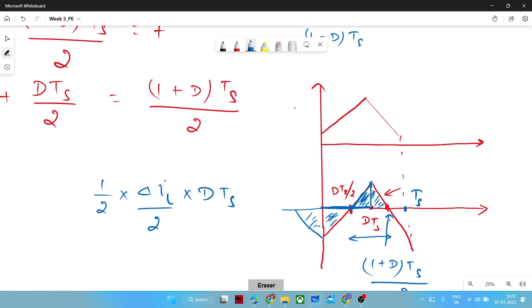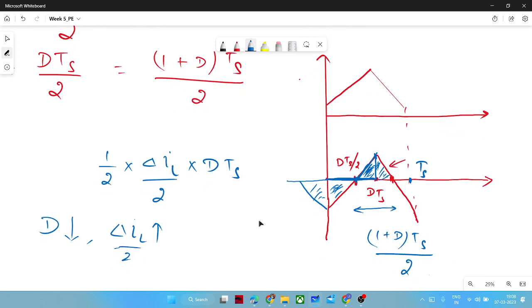That's why we needed the timestamp. No, because if D is reducing, this del IL will increase, so that area will remain the same. Del IL by 2 will increase. So for computing this area, writing half into del IL by 2 into DTS itself is sufficient. We don't need to compute the timestamp. That is what I'm saying, sir.